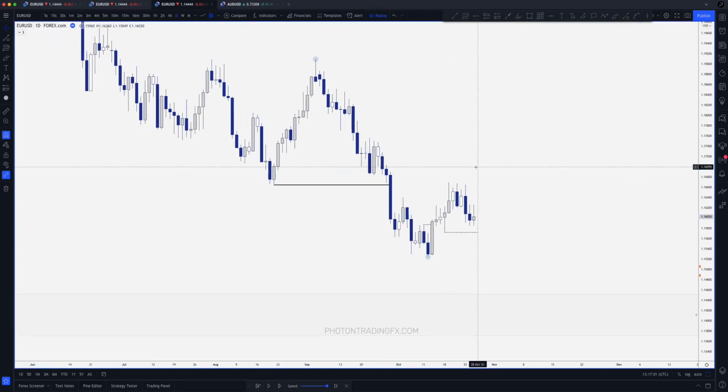What's the other thing that we can use to help us try and anticipate and time where a pullback may have finished? Supply, okay? Supply and demand.